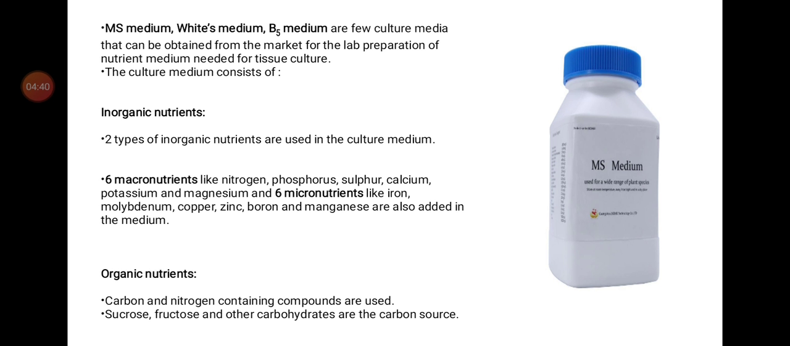Two types of inorganic nutrients are used in the culture medium: 6 macronutrients and 6 micronutrients. Macronutrients are nitrogen, phosphorus, sulfur, calcium, potassium and magnesium. Micronutrients like iron, molybdenum, copper, zinc, boron and manganese are also added in the medium. For organic nutrients, carbon and nitrogen containing compounds are used. Sucrose, fructose and other carbohydrates are the carbon source.